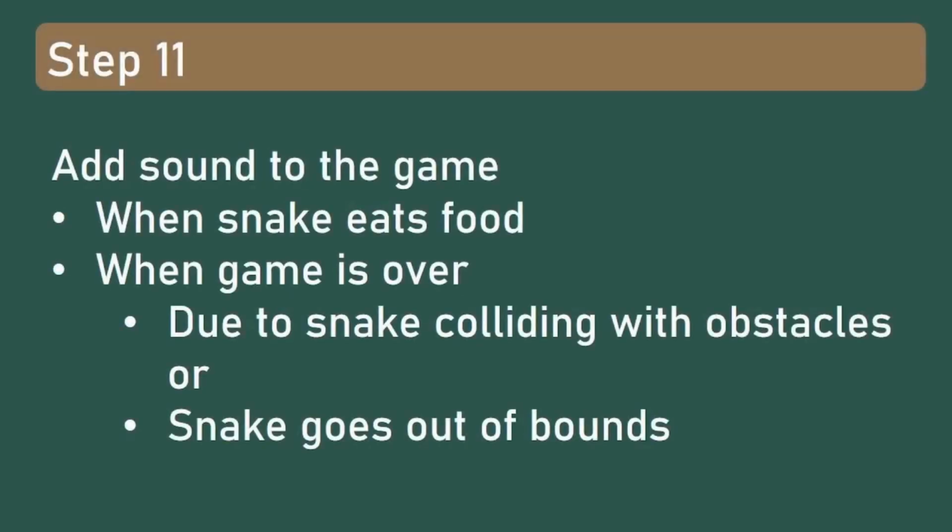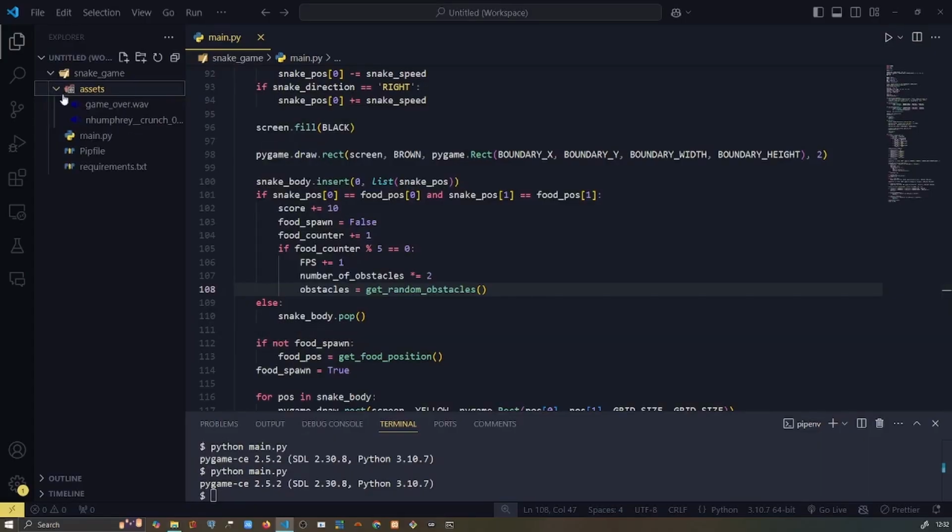All right, so for this final step of the game, we need to add the game sound so that the game is more interesting for the users. So we'll add a sound for when the snake eats the food, and also another sound for when the game over function is called as a result of colliding with an obstacle or the snake going out of bounds. You've noticed I've added 2 sound files into the assets folder within the game.